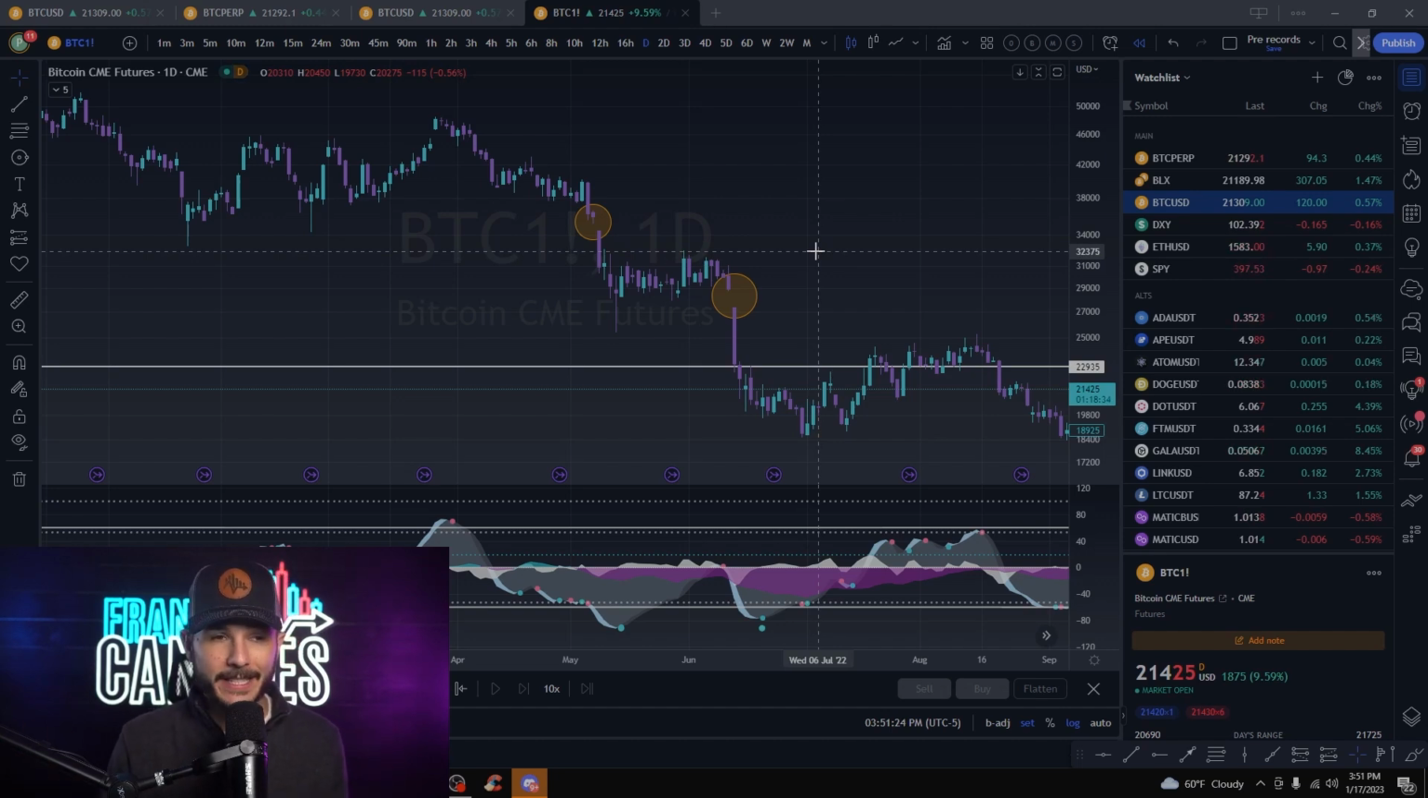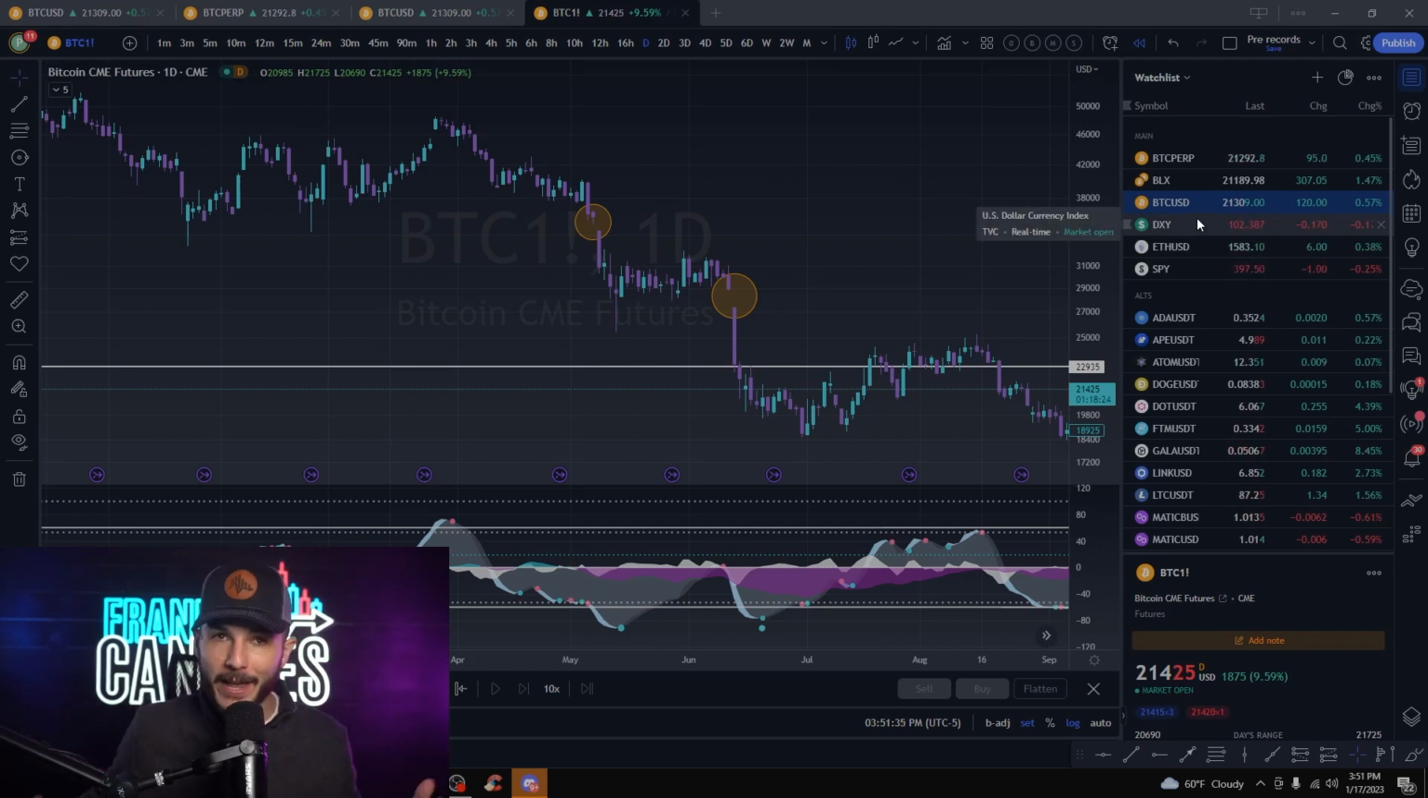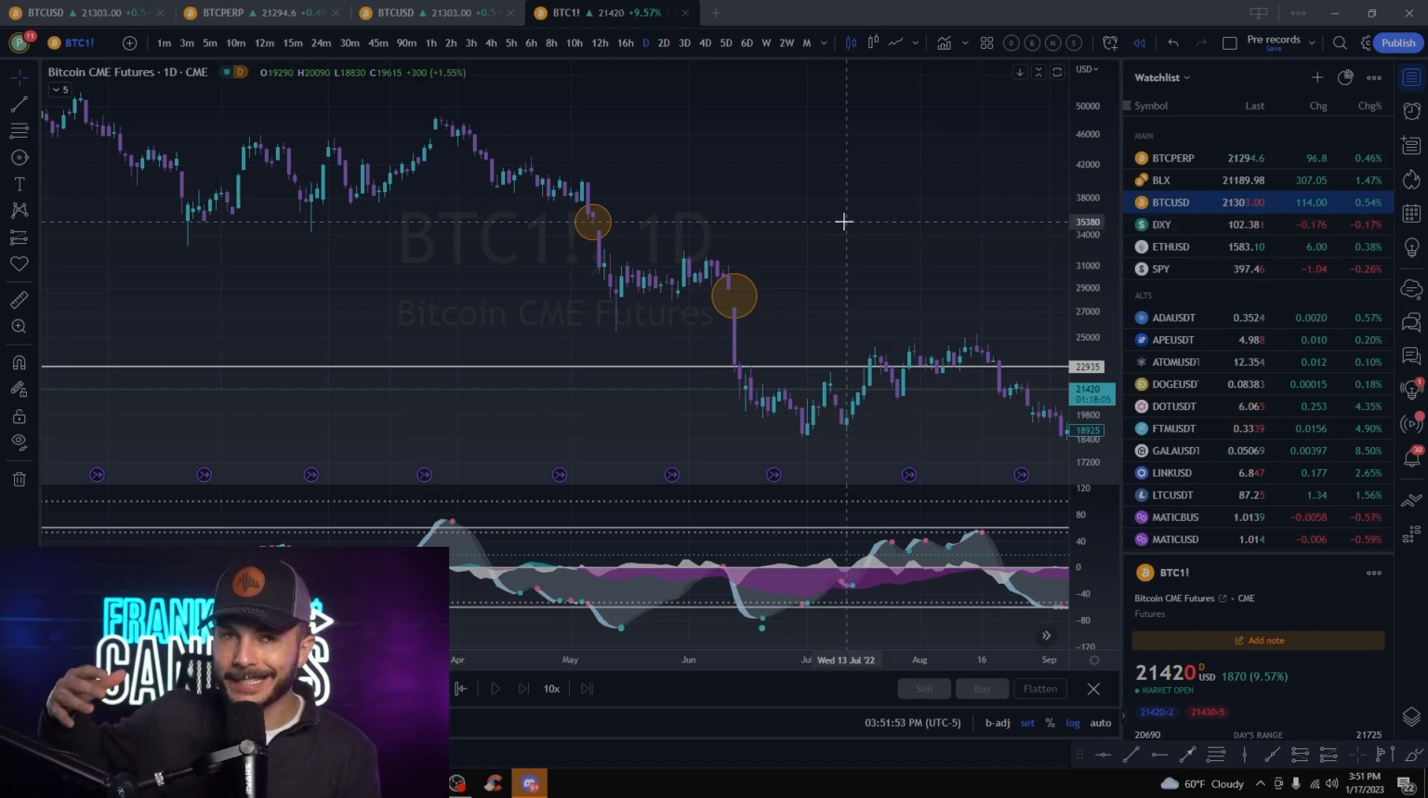So now that you know what CME gaps look like on the chart, I do want to put emphasis on this, guys: you will only see these gaps if you're looking at the Bitcoin CME futures chart. You will not see this on the regular Bitcoin chart. Most likely you're looking at the exchange that you're trading on. So if you're looking at a Bybit chart, a Coinbase chart, a KuCoin chart, or a BitGet chart, you're not going to see these gaps pop up, because those are just regular spot charts and not futures charts. So you're going to have to come to the CME chart to see them.